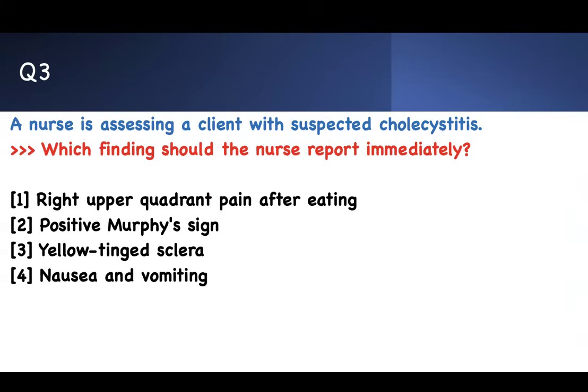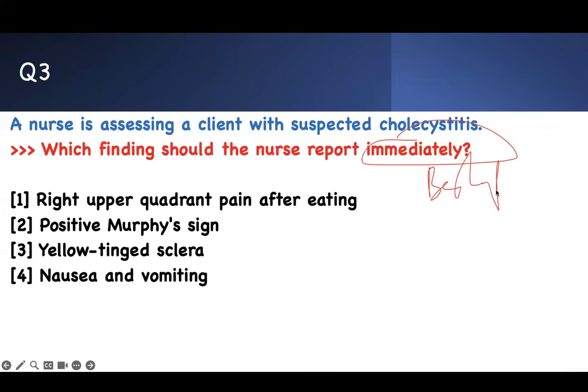Straightforward test-taking strategy, right? And next is assessing a client with suspected cholecystitis. Which findings should the nurse report immediately? How do you answer questions? Read it from the back. Report immediately. I know I have to be sharp. Be sharp. And then go for the buzzword.